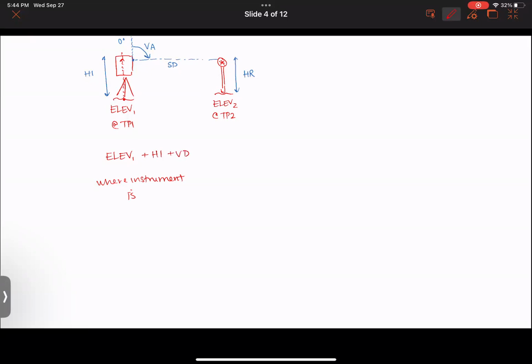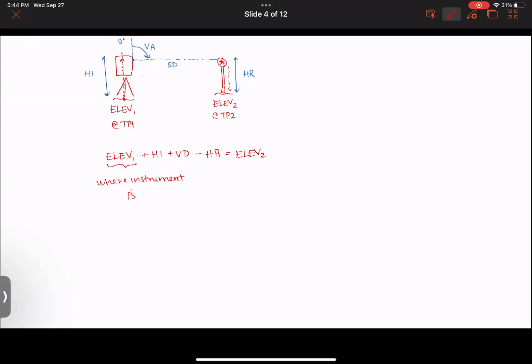We add, because of convention, our vertical distance, which takes into account our vertical angle and the slope distance. I'll give you an equation for that in a second. And this gets us all the way over to our rod height over here, and then we subtract our rod height, and that equation will get us to elevation at point 2.